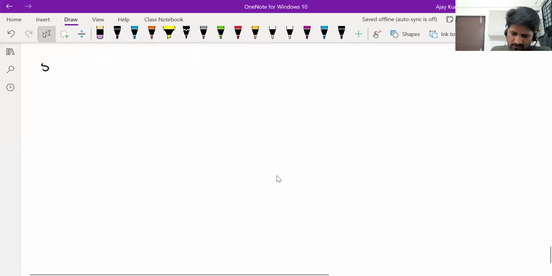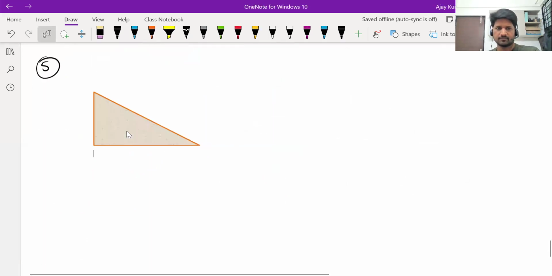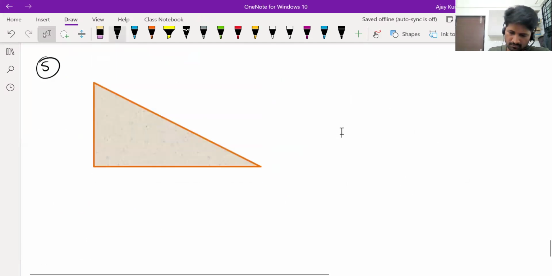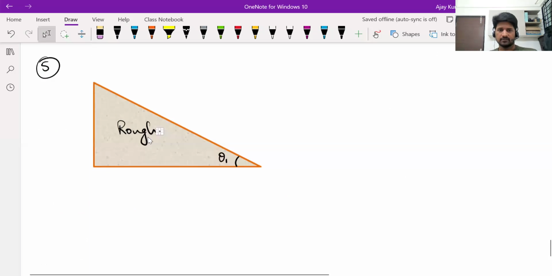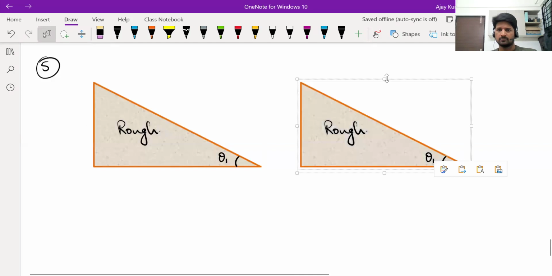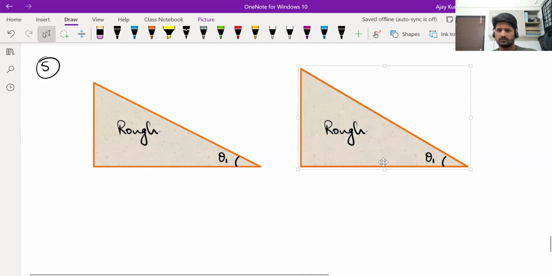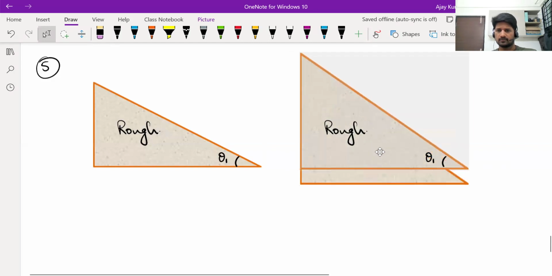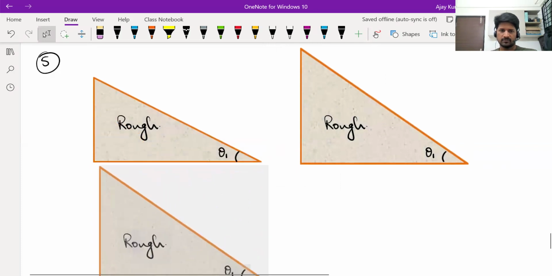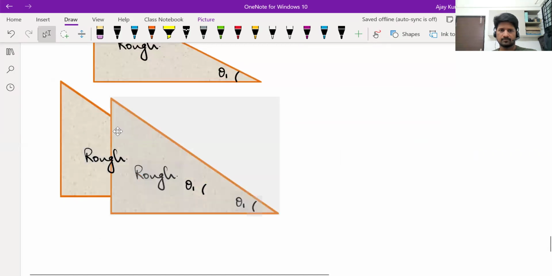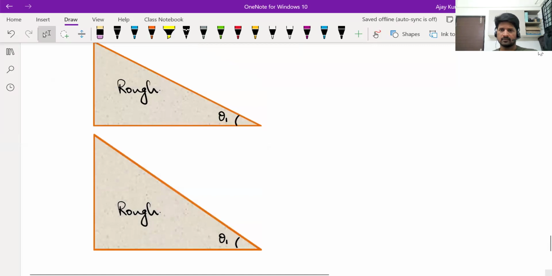Okay. Now consider this. Suppose there is a rough inclined surface. Let's say this has an angle of inclination θ1. Consider another rough inclined surface. Assume this one has a greater angle of inclination. Or maybe it will be easier to visualize if I put it below this. They both have the same base, but one is taller than the other, so definitely the angle will be different. θ2.